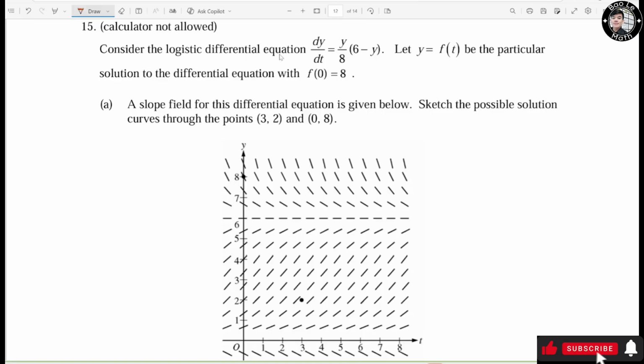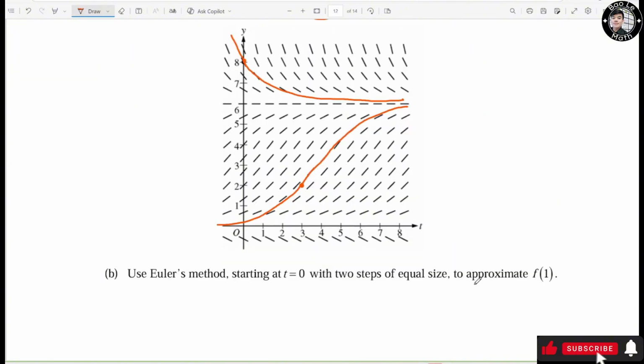Consider the logistic differential equation dy over dt equals y over 8 times 6 minus y. Let y equals f of t be the particular solution to the differential equation with f of 0 equals 8. Question A. A slope field for the differential equation is given below. Sketch the possible solution curves through the points (3, 2) and (0, 8). So (3, 2) is going to be right here, right? And (0, 8) is going to be right here, right? So we just follow the flow, right? So it could be something like this.